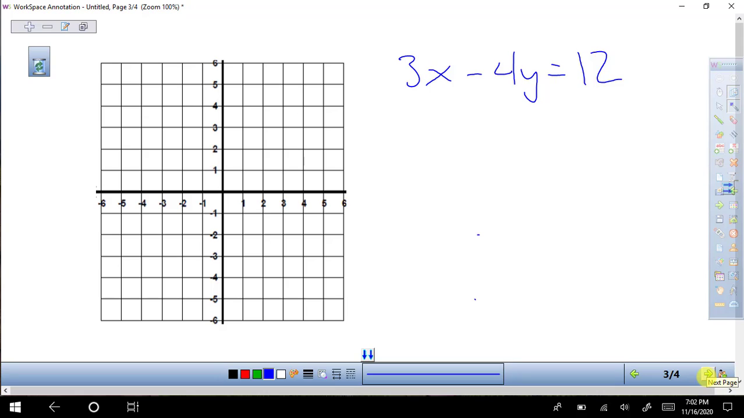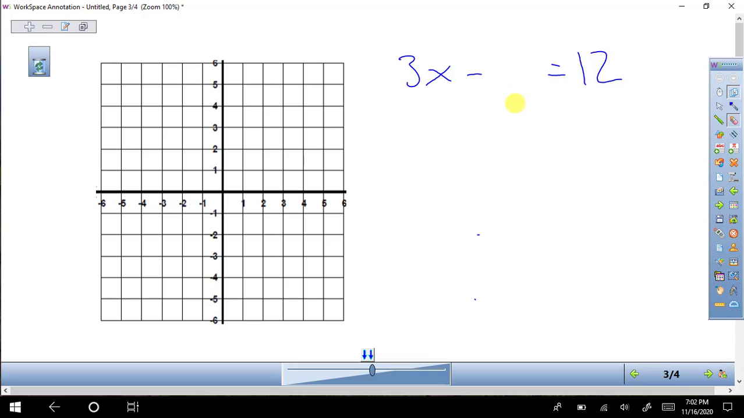Let's say I want to graph the equation 3x minus 4y equals 12. So I'm going to start again by trying to find the x-intercept, which means I'm going to substitute 0 for y. So we're using what we kind of refer to as the cover-up method. I'm really going to pretend that 4y is not there. So you can take your finger, your pencil, cover it up. In this case, I'm just going to erase it temporarily.